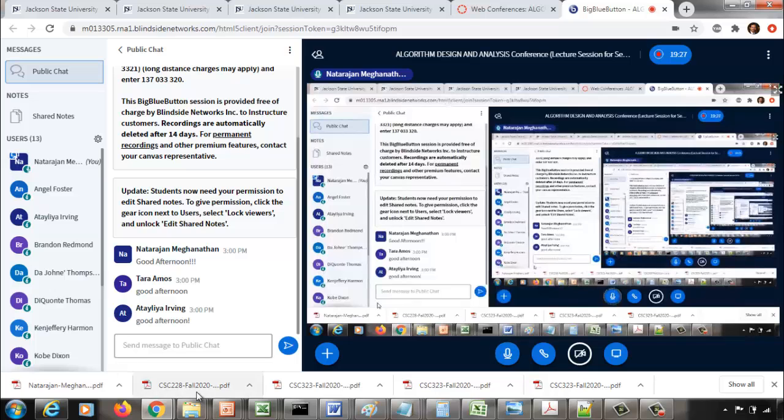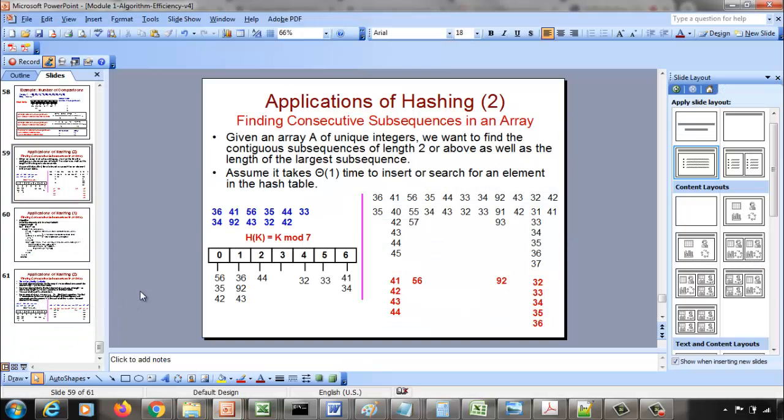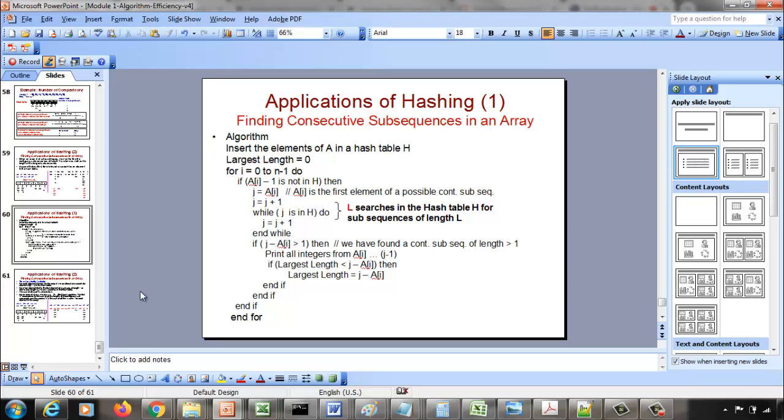So for an assignment, what you need to do is modify this algorithm to be able to handle arrays that may not have unique integers. Some integers may be repeated, and still you should be able to print the length of the largest subsequence or length of all the subsequences.